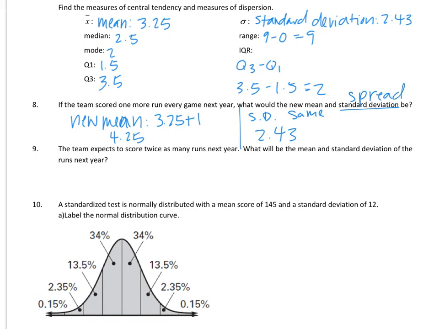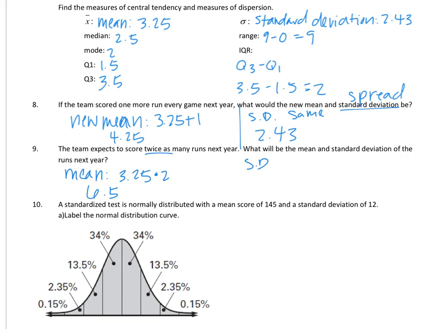The team expects to score twice as many runs next year. What will the mean and standard deviation of the runs be next year? So when it goes up by a multiplication factor, it multiplies by 2. So the mean would be 3.25 times 2, so 6.5. The standard deviation would also double, because the spread is twice as far.